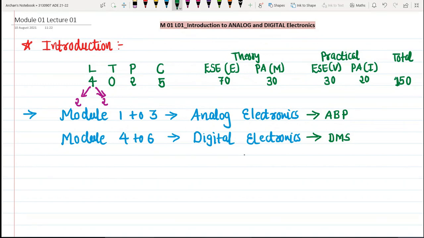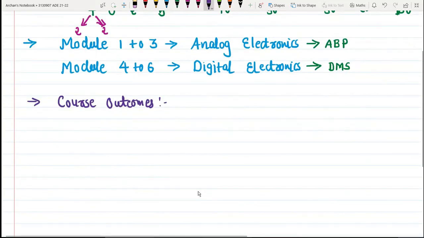Now talking about the outcomes of this particular subject. Whenever you come across a subject in a semester, there will be some outcomes, which are known as course outcomes. You need to know what your course outcome will be. What does it mean? After completion of this course, what you will be able to do or what you should understand. Talking about the course outcomes of this subject, we have a total of 4 course outcomes.